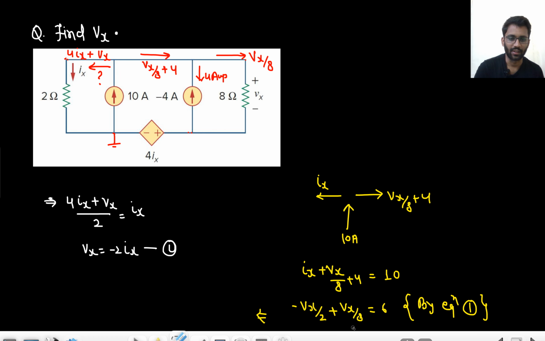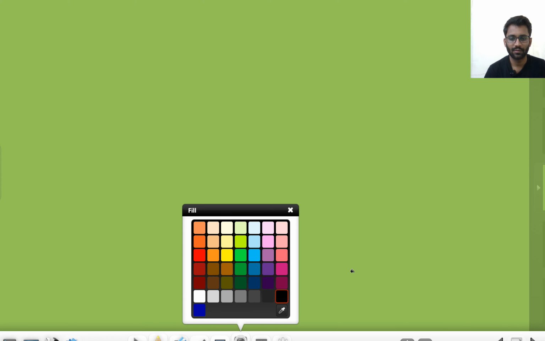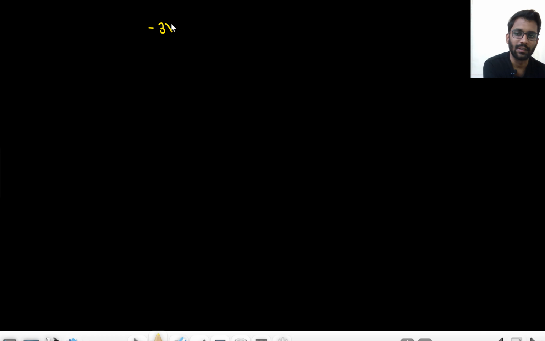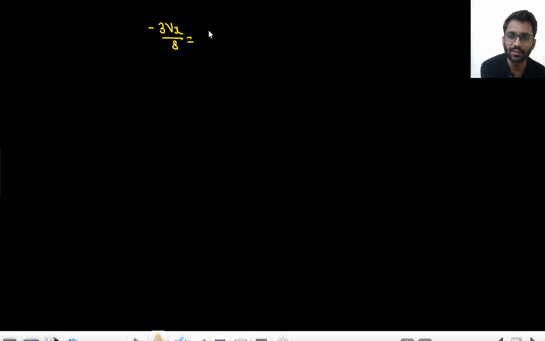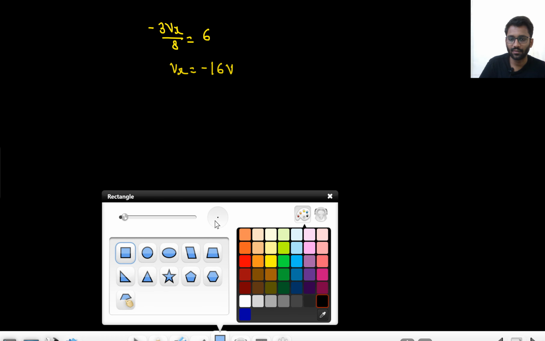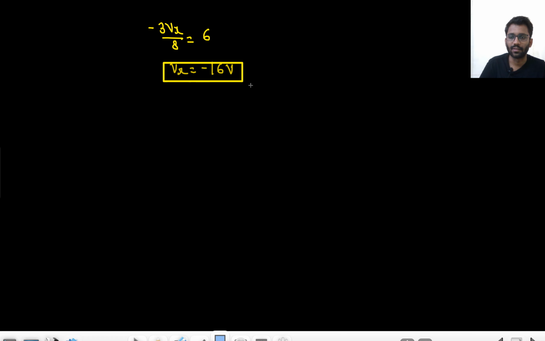Instead of doing this, I will go to the next page only. 4 and 4, so it would be minus 3Vx by 8. Minus 3Vx by 8 is equals to 6. So Vx is equals to minus 16 volt. Is it correct? Let me check it once again. Yeah, so the answer is correct. Vx is minus 16. Okay. It is minus 16 volt. Okay, let's move on to the next problem.